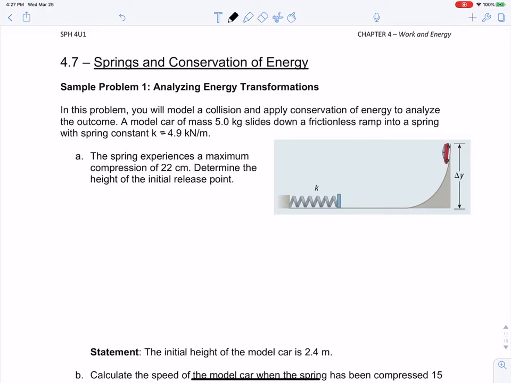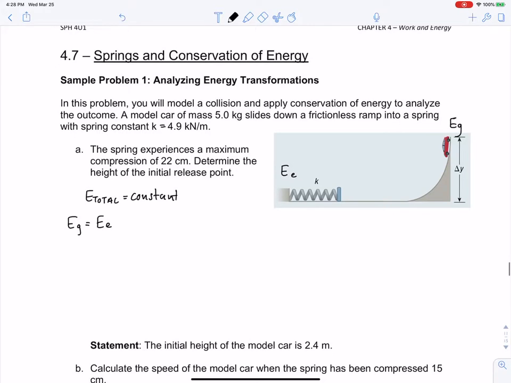At the initial release point, the type of energy that this model car possesses is gravitational potential energy. When it slides down the frictionless ramp, it will compress the spring. At the bottom, the only type of energy it will possess once the spring is compressed is elastic potential energy. We know that throughout this transformation, total energy is constant. So we know that the gravitational potential energy at top is equal to the elastic energy at the bottom.